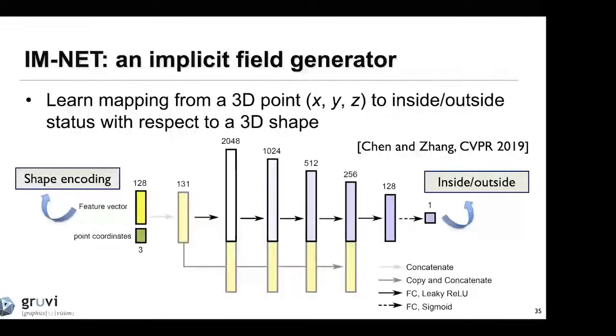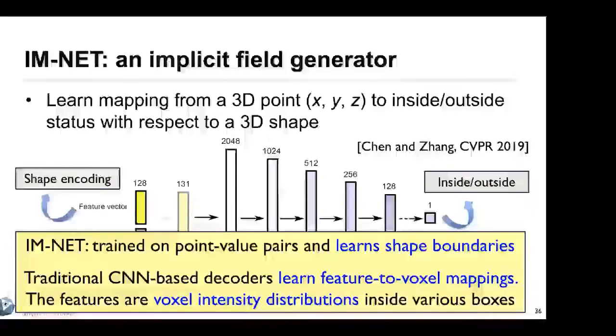So then this led to this paper called IM-NET, which was published in CVPR 2019. It does exactly what I described. This is a network which is actually a pretty simple one. It takes a shape encoding and takes a point coordinate. And after a bunch of MLPs, it's just going to learn what's inside and what's outside. The way to train this network is to use these point-value pairs. And this network actually learns shape boundaries. In contrast, the traditional CNN-based decoders learn feature-to-voxel mappings, and these features are voxel intensity distributions inside various boxes that you use for your convolution.